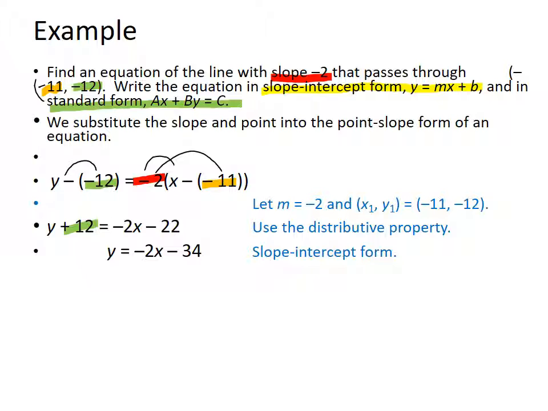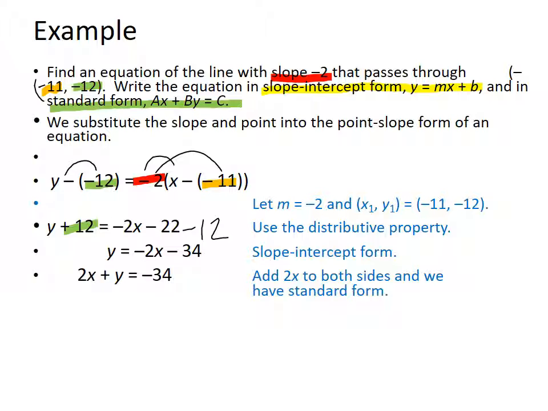So on this side, I subtracted 12, and that left me with -34. Okay, so that would be part one. So part one would be to get it in slope-intercept form, which it is. Part two is to get it into standard form.